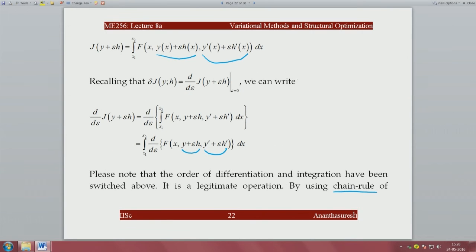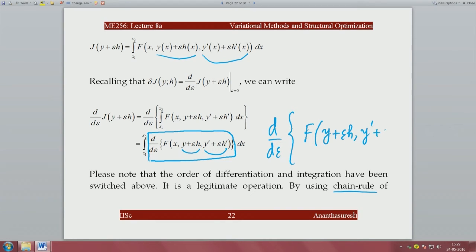Again if you go back here, our integrand is d by d epsilon of f, where y is replaced with y plus epsilon h, and y prime is replaced with y prime plus epsilon h prime. We are taking the derivative of that. We are not worried about integration now, we are focusing only on this term, that is d by d epsilon of f, which is now a function of, we are not writing x because x does not depend on epsilon as yet, y plus epsilon h, and then we have y prime plus epsilon h prime.